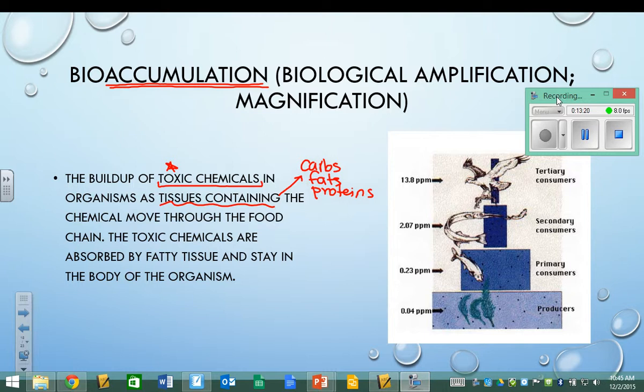The reason that it's a big deal is because very often the chemicals that we consider toxic get absorbed by fat tissue, and then they stay in an organism's body. The organism won't excrete them, so they won't get filtered, let's say, out of blood. You won't breathe them out. You won't ingest them through your digestive system, but they'll get absorbed by fatty tissue and stay.